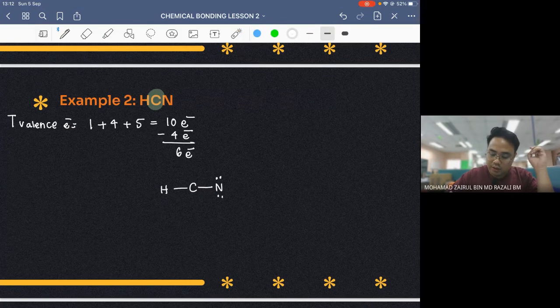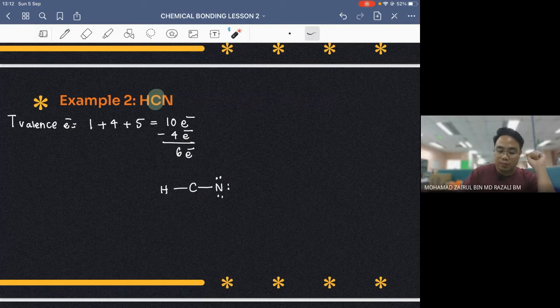So kita akan octetkan terminal atom. So now the nitrogen is already octet. Sebab kalau awak tengok nitrogen dah ada 2, 4, 6, 8 electrons. Okay, hydrogen dah ada 2, so dia dah memang duplet. Okay, tapi kalau awak tengok carbon ini belum octet lagi. Sebab carbon ini baru hanya ada 2, 4 electrons. Okay, remember that carbon needs to have 8 in order to achieve octet.